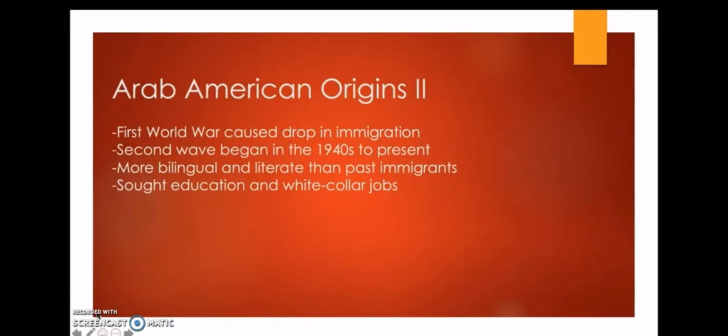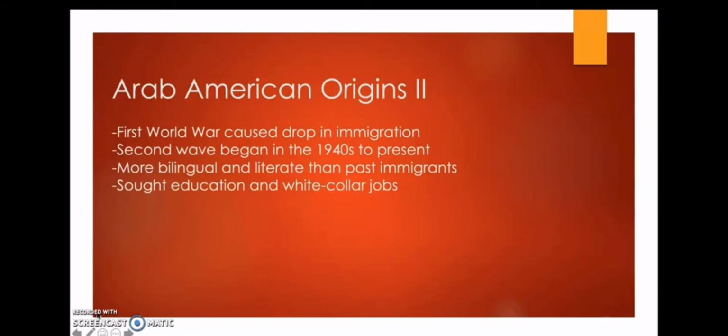When the second wave of immigration from the Middle East began, it was different from the first wave in that most of the immigrants in the first wave were Christians. However, a large amount, nearly 70%, of those immigrating in the second wave were Muslim. This group was primarily from the countries of Egypt, Iraq, Yemen, Jordan, Syria, and Palestine. The Arab immigrants in this wave were bilingual and literate. They sought opportunities for education and white-collar jobs.